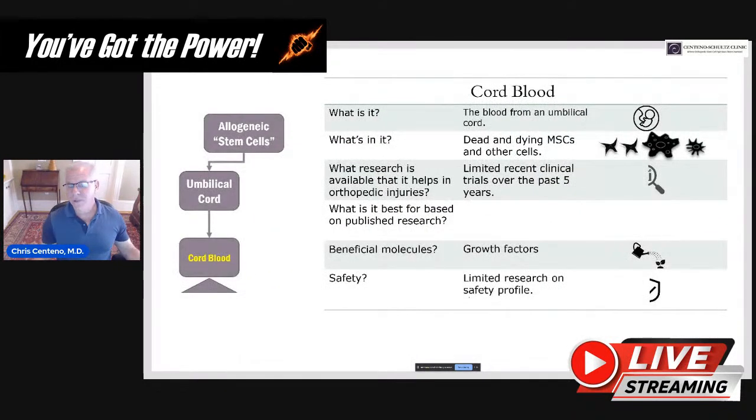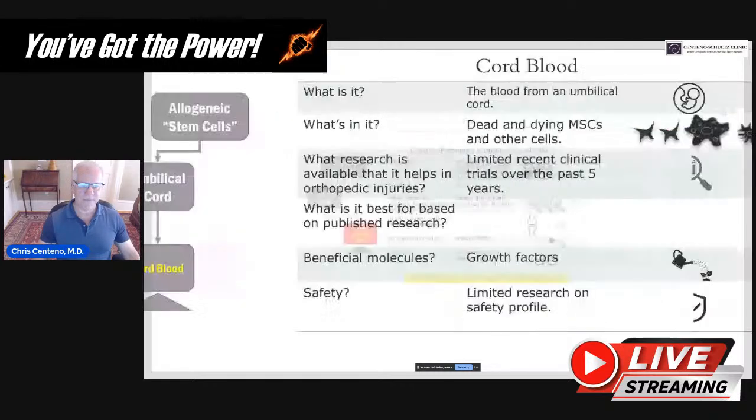Then we've got cord blood. This is blood from an umbilical cord. So we have dead and dying mesenchymal stem cells, just like we talked about in the last one. You're not going to get any living stem cells here. Limited research. We don't know what it's good for. It's got some growth factors, which is probably how it works, just like PRP. Again, very expensive PRP, and limited research on safety profile.